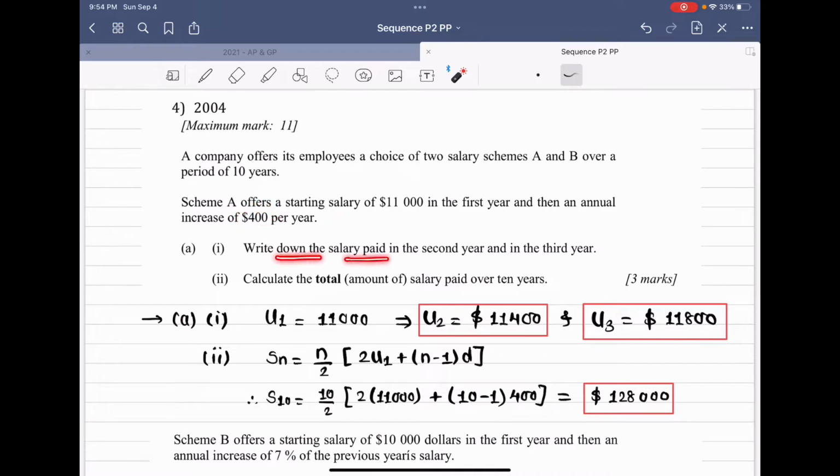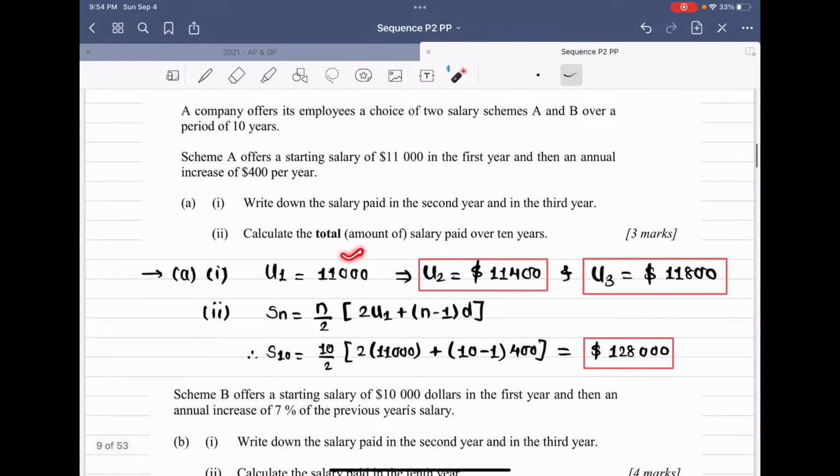Write down the salary paid in the second year and the third year. So I know my u1 is 11,000. My u2 would be 11,400. My u3 will be 11,800. My first part is done.